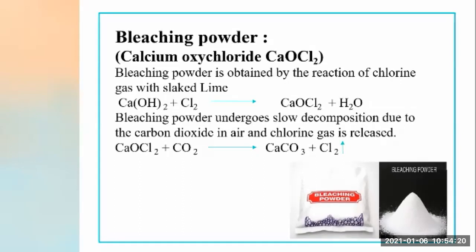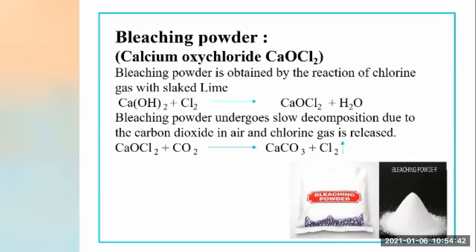We all know that in air another gas is also present, carbon dioxide gas. So this bleaching powder also reacts with carbon dioxide, but the decomposition which takes place is very slow. And what products are we obtaining? That is CaCO3 plus Cl2, chlorine gas released back.